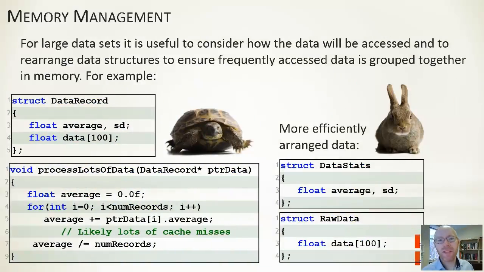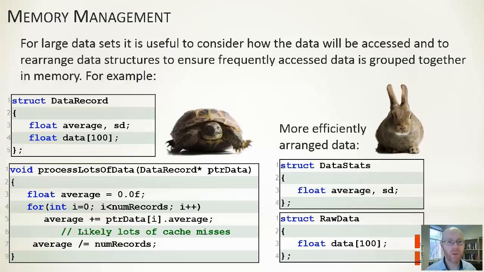Now, what does this mean? It has lots of implications, but at a high level, what we should be thinking about is how we set out and how we structure data in memory, and try to do so in a way where, if we think about how we're going to process that data, the data that we need to process is all clumped together.